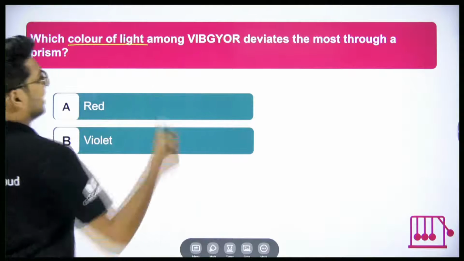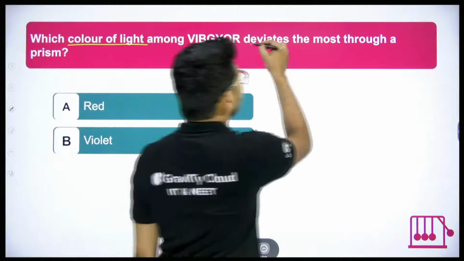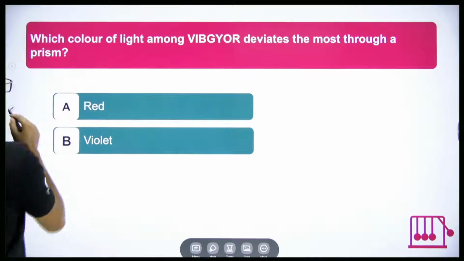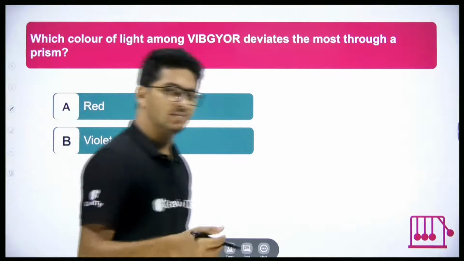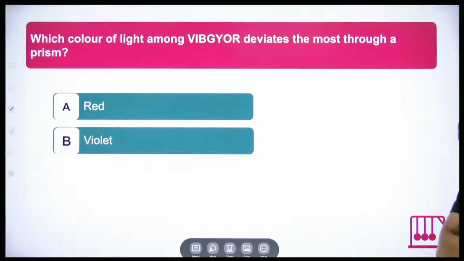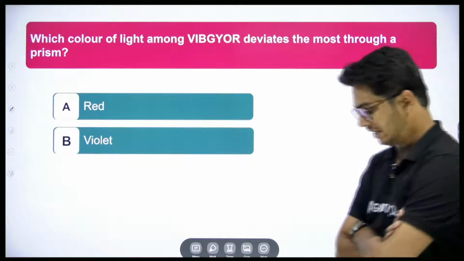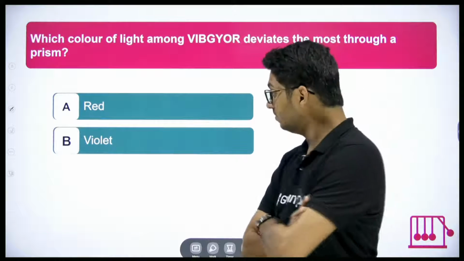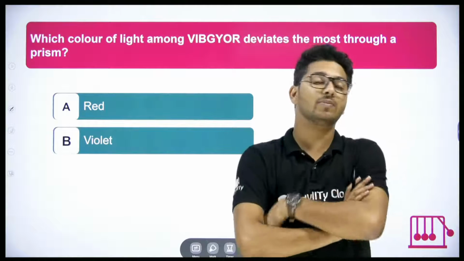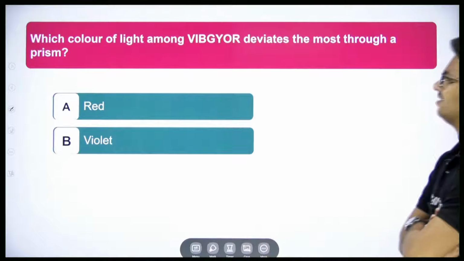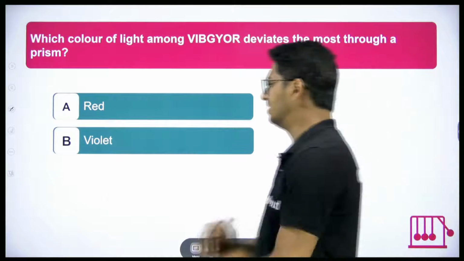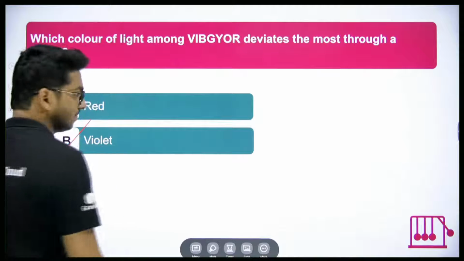So which color of light among VIBGYOR deviates the most through a prism? You have two options. I have only given two options, the extreme colors red and violet. So which of them deviates the most? Red or violet? Everyone, quick. You have to remember it. You have to remember the diagram. So when you draw the diagram, you should be able to tell. Which deviates the most? Red or violet? And the answer is violet.